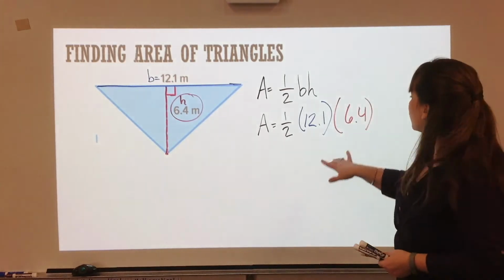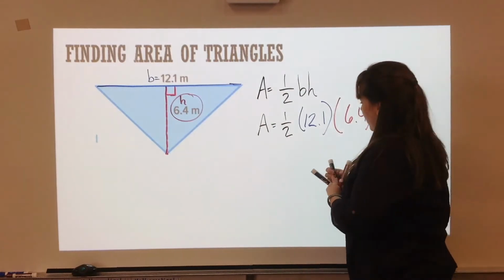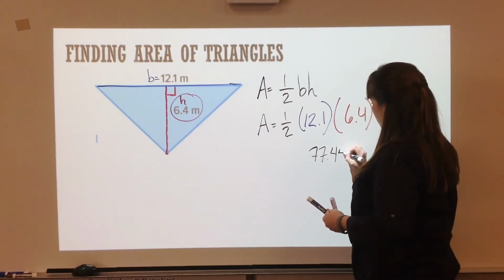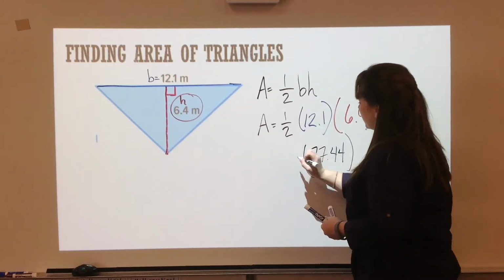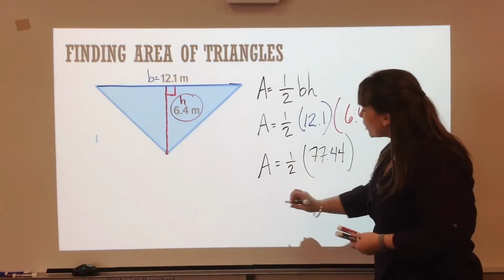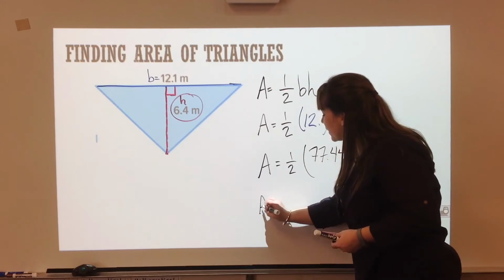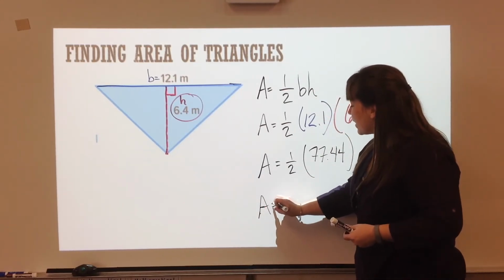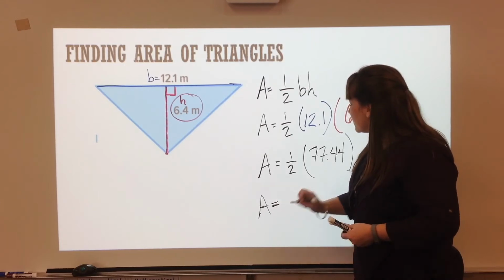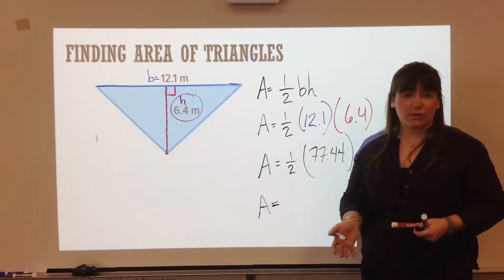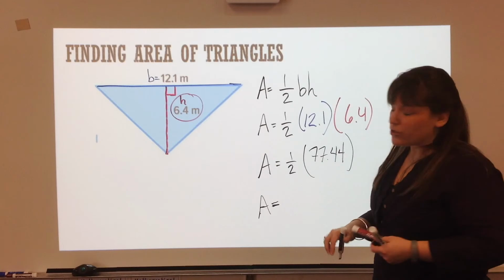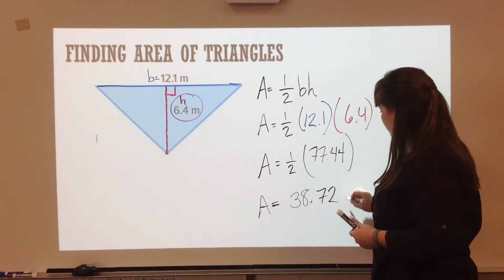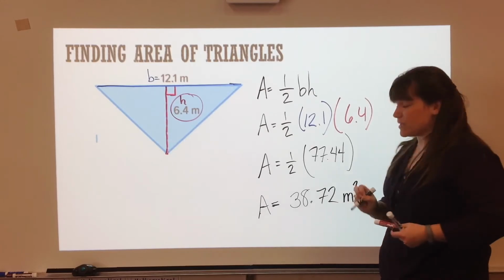I'm going to multiply these decimals first, and I get an answer of 77 44/100. That is going to be cut in half. When we do that, you can, at this point, pick up a calculator and type in 1/2 or 0.5 times 77 44/100. When you do divide by 2, you get 38 72/100. Because we're dealing with meters, our unit will be meters squared.